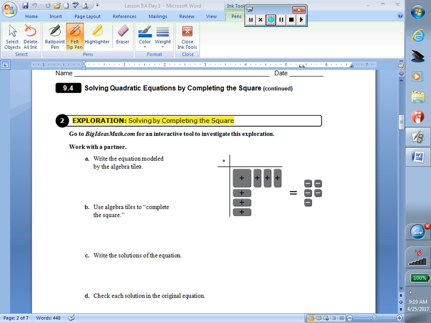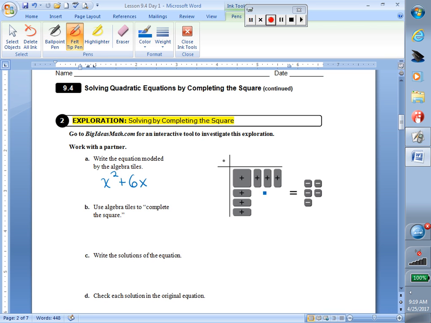Letter A asks us to write the equation modeled by the algebra tiles. Now don't worry if you've never worked with or seen algebra tiles before. This is just to help us make the idea of completing the square more visual. The larger tiles are an x squared. The longer tiles represent x's. So on the left-hand side of the equation, we have x squared plus 6x equals, and we have 5 negative 1s over on the right side.